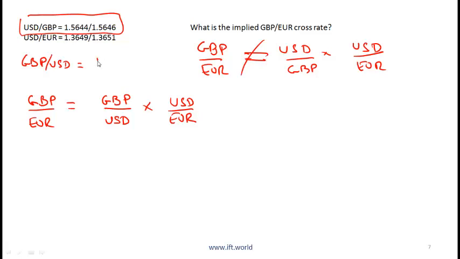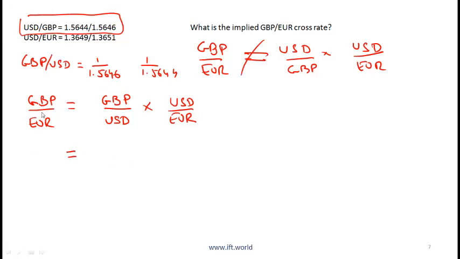So the bid becomes 1 over 1.5646, and the offer is simply the reciprocal of this number. So the offer is 1 over 1.5644. Notice that when we take the reciprocal of the smaller number, we get a larger number over here, and that maintains the fact that the offer has to be higher than the bid. So let's take this one step further now.